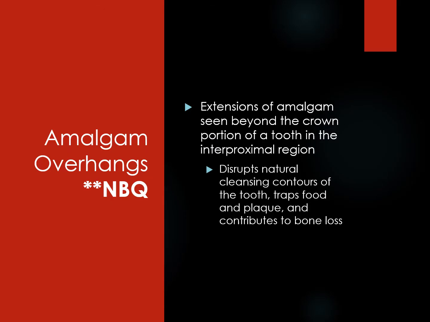An amalgam overhang, this you might also see on your boards, is an extension of amalgam seen beyond the crown portion of a tooth in the interproximal region. It will disrupt the natural cleansing contours of the tooth, it'll trap food and plaque, and it will contribute to bone loss. Amalgam overhangs are a very important aspect of dental hygiene, and being able to see where those overhangs are and explain it to your patient and point them out for your dentist are an important aspect of being a hygienist and doing the best thing you can for your patients.